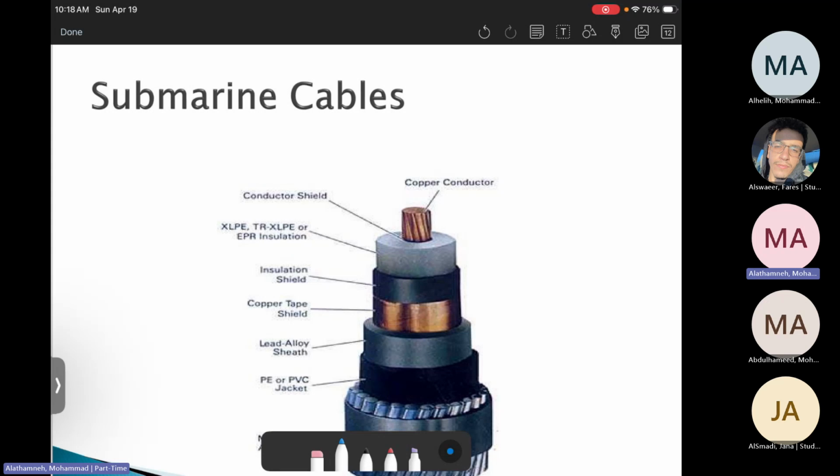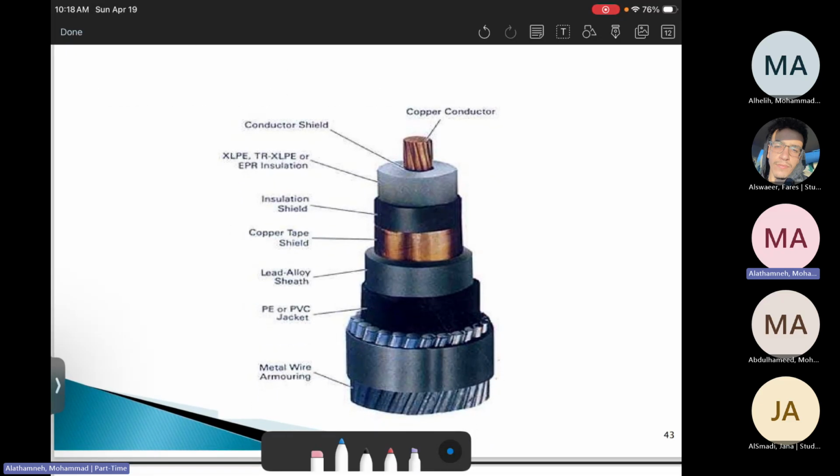As for the construction layers, there is a conductor, there is insulation, XLPE or oil filled. The other thing is a heavy steel armor. We need to make sure it can handle the water pressure and also the mechanical strength and stress, because of being in the water, and the corrosion as well.